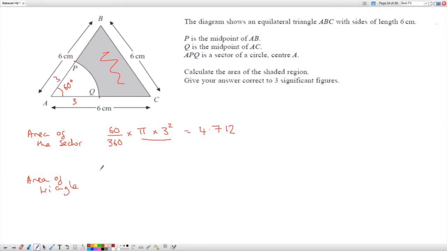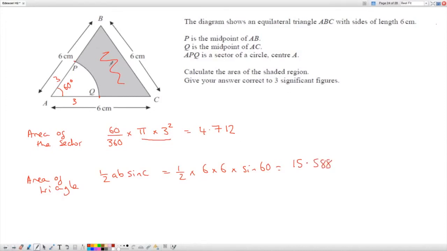For this, we're going to use half ab sine C. So we have an angle in the middle of 60 and our two lengths either side enclosed, which are 6. So half times 6 times 6 times sine 60 gives us the area of the triangle, 15.588.